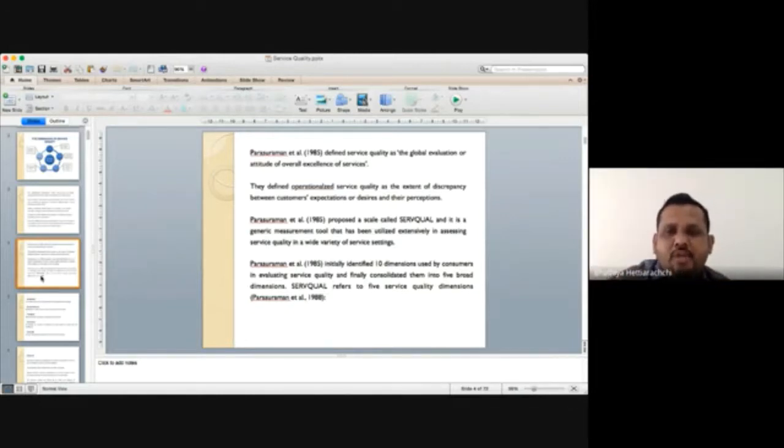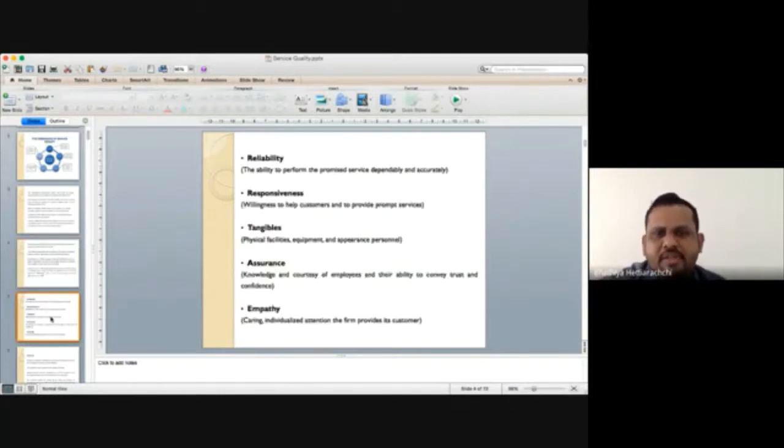The research done by Parasuraman in 1985, the global evaluation, defined service quality as the global evaluation of attitude of overall excellence of service, right? So basically Parasuraman in 1985 developed a scale called SERVQUAL, and in his initial research, he identified 10 dimensions under SERVQUAL, and then afterwards, further refining his findings, he narrowed it down to 5 dimensions. So what we are now going to discuss in depth are these five dimensions identified by Parasuraman and his research colleagues, presented in 1988 as the five service quality dimensions.